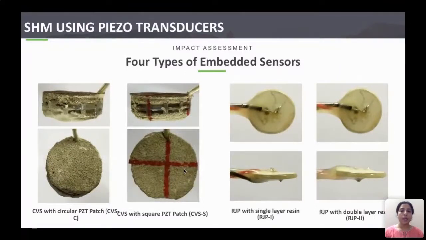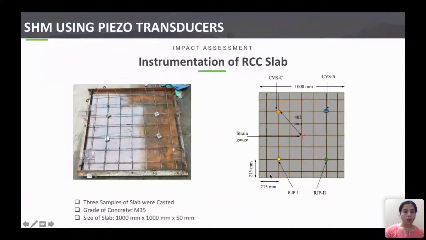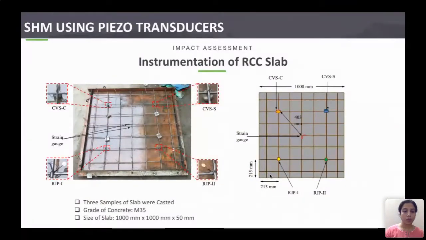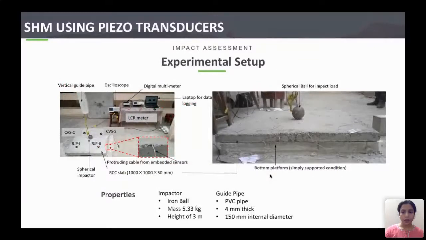So next is the impact assessment using the piezo transducers. In this experiment, we used 4 different types of piezoelectric sensors. First, these were the circular sensors and the square sensors embedded in the cement mortar and an adhesive layer. This is how the sensors were instrumented in the slab. It was a 1 by 1 meter slab, and 3 samples were cast. And this is how the impact was applied on the slab using a steel ball.